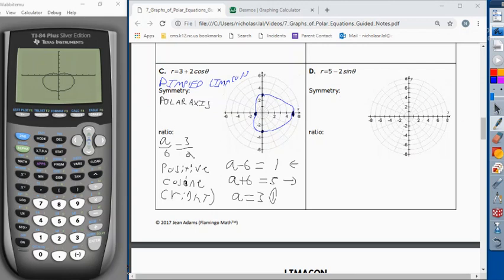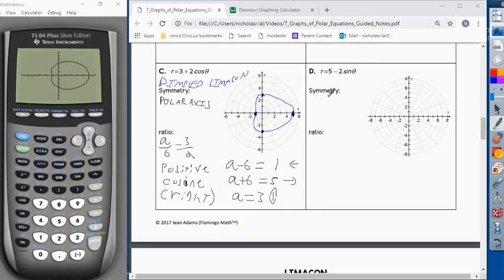And we can use our calculator to draw the polar graph. R is equal to 3 plus 2 times the cosine of theta, and you kind of see the dimpled limacon curve here. That's C for problem D.